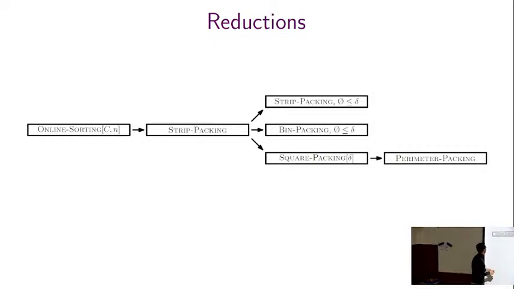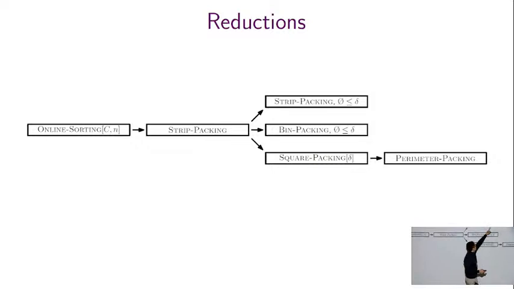Yes, so in our paper we do reductions like this. We reduce online sorting to strip packing, and then we reduce strip packing to strip packing with small diameter, and bin packing with small diameter, and square packing. And then we reduce square packing to perimeter packing.